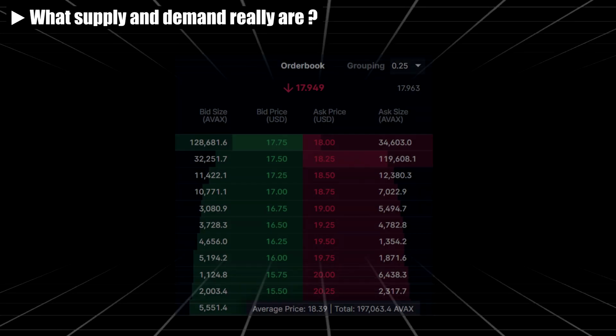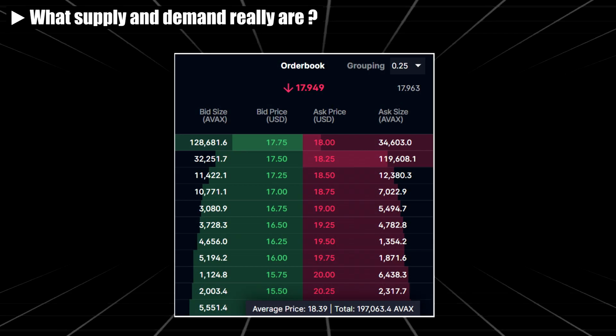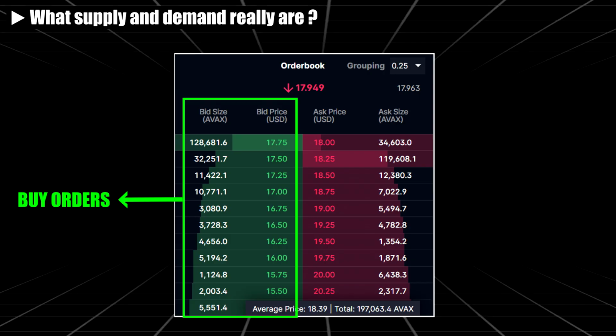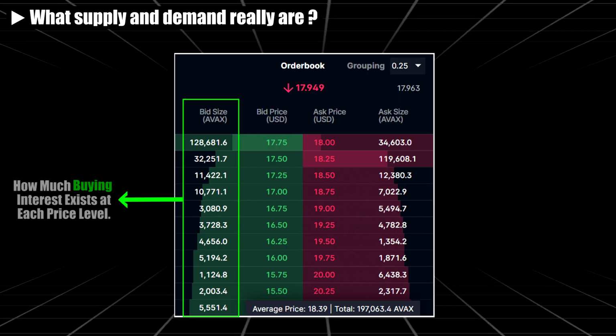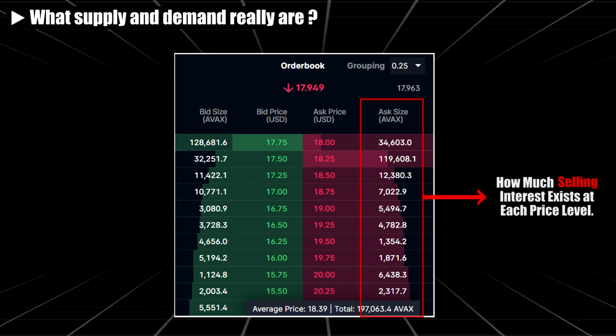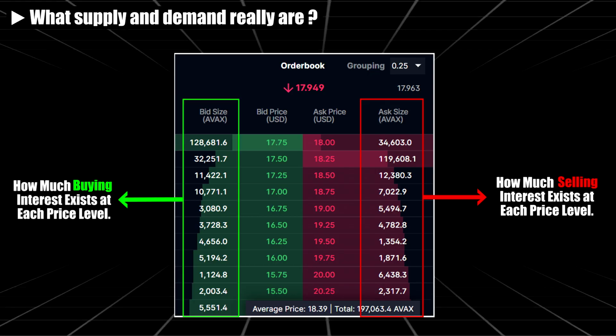Let me explain further. Markets operate as two-sided auctions. On one side, you have bids, buy orders, and on the other, you have offers, sell orders. These are displayed in what's known as the order book. On the left, you'll find the bid side. This shows how much buying interest exists at each price level. On the right, you have the ask side. This shows the selling pressure. The higher the volume at each level, the more liquid the market becomes.